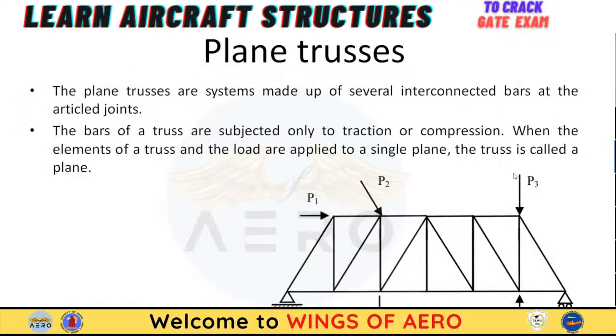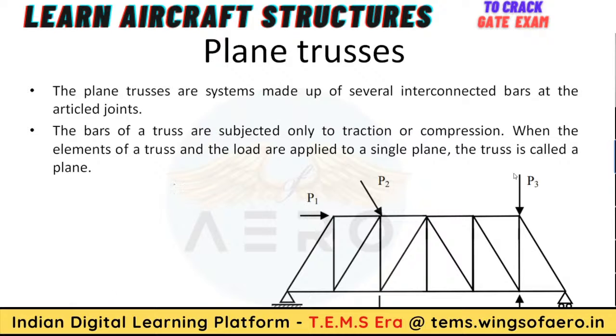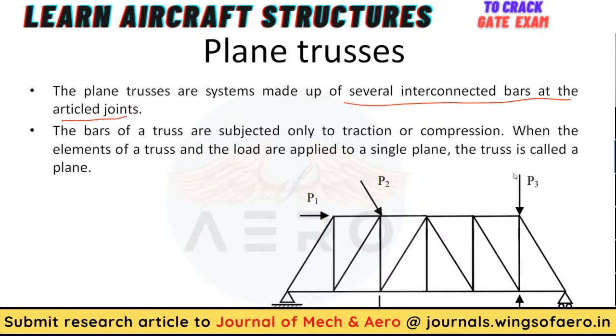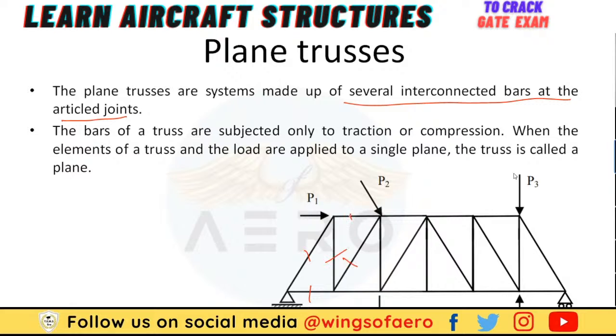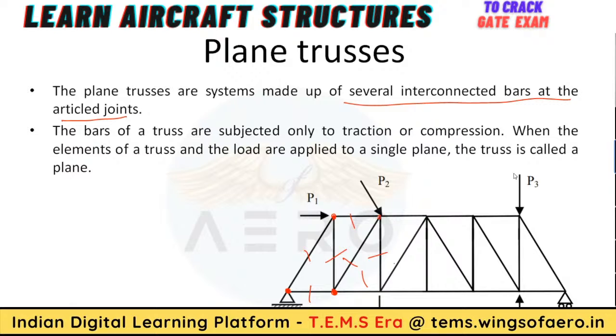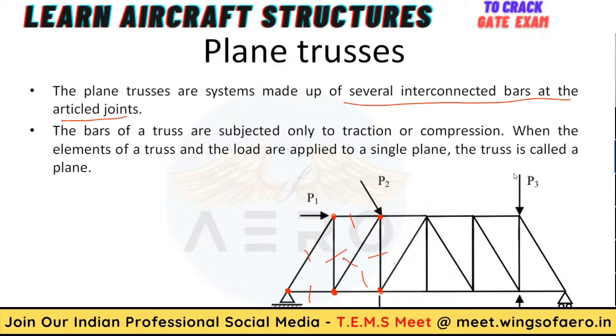Now starting with the trusses. What defines the trusses? A plane truss is a system made up of several interconnected bars at articulated joints. That means there are several members. Here, this is one member. There are a lot of members and they are connected. These connecting points are called nodes or joints. Some textbooks declare them as nodes. Nodes are nothing but the joints where two members are connected with each other.